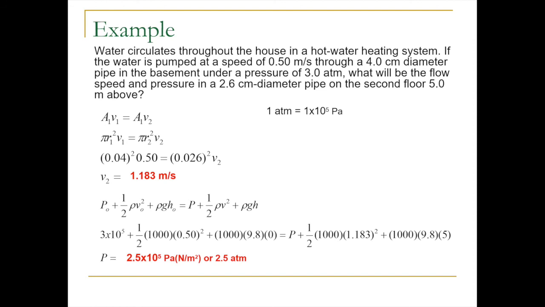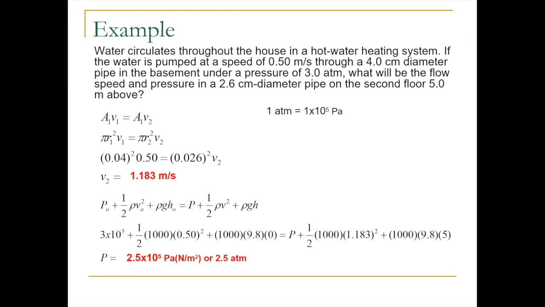You'll notice that in this case, we now have to deal with this conversion from atmospheres to pascals. And so as a reminder, 1 atmosphere is equal to 1 times 10 to the 5 pascals. So given the information that we have, we can substitute into Bernoulli's equation. We have the initial pressure, we have the kinetic energy, and we know that the initial height is going to be defined as 0.